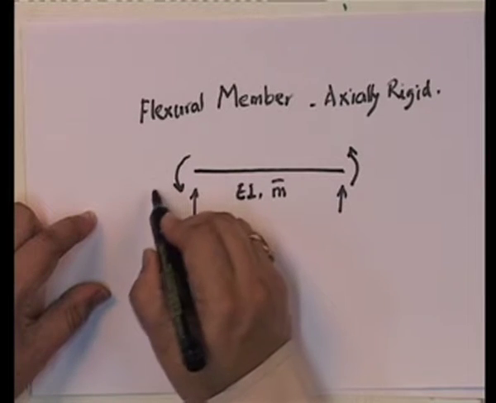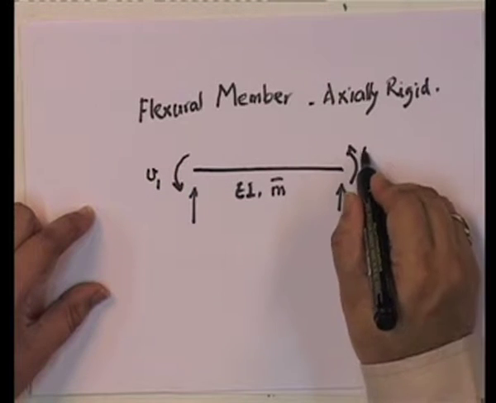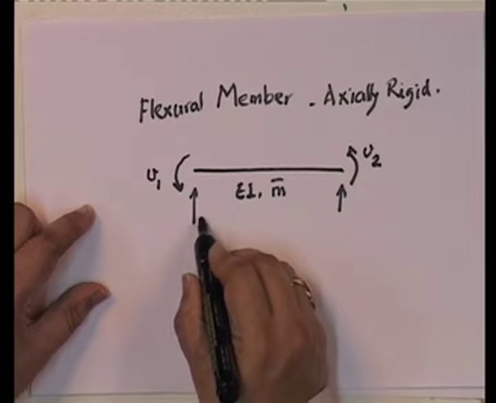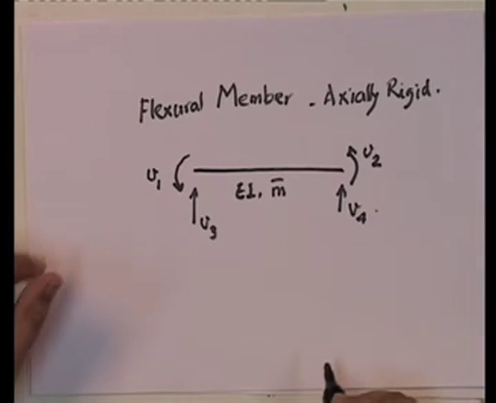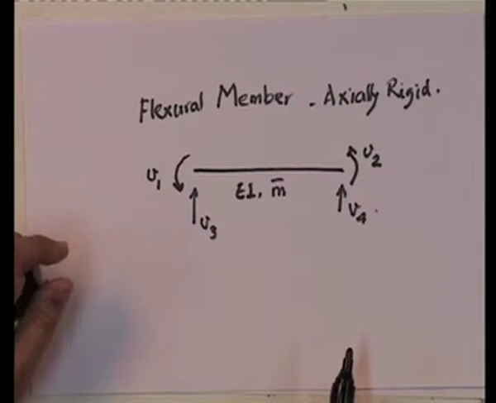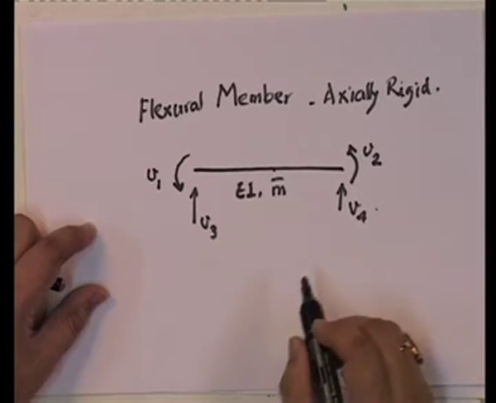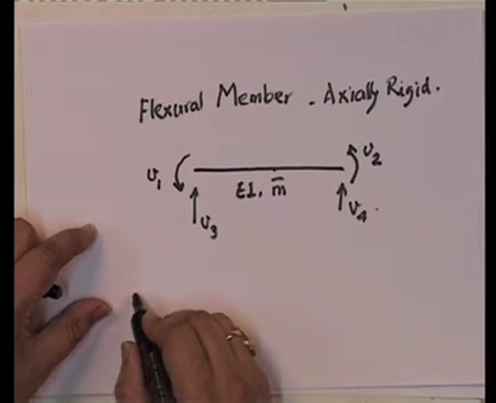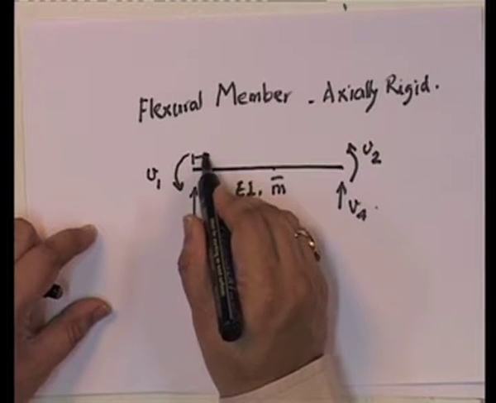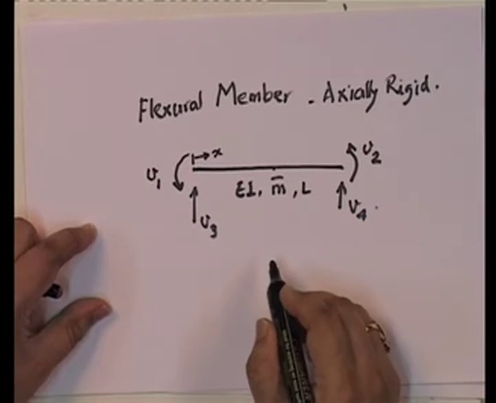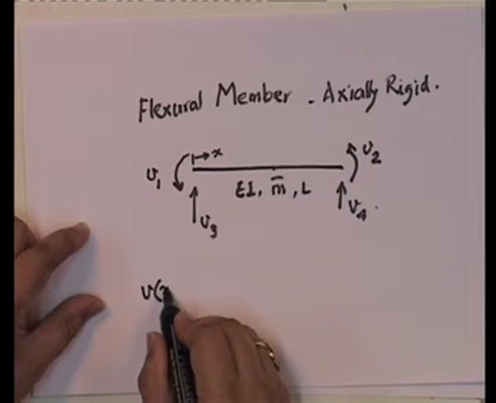It does not really matter, V 1, V 2, V 3, V 4. So, these are the 4 degrees of freedom, and here what we are finding out is V at x, where x starts from here and this is of length L.